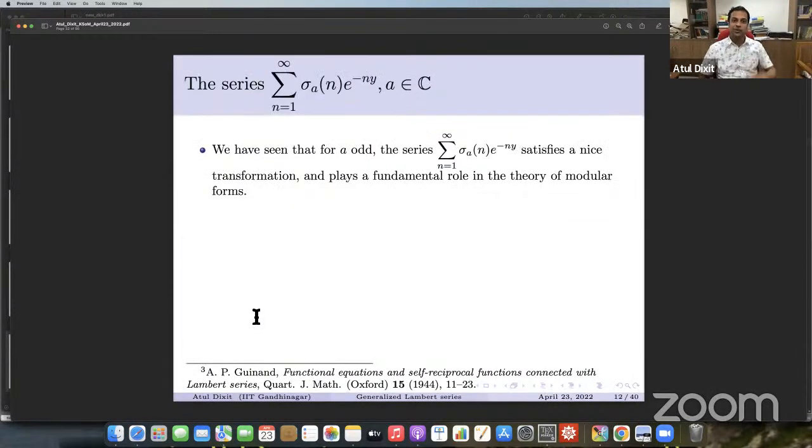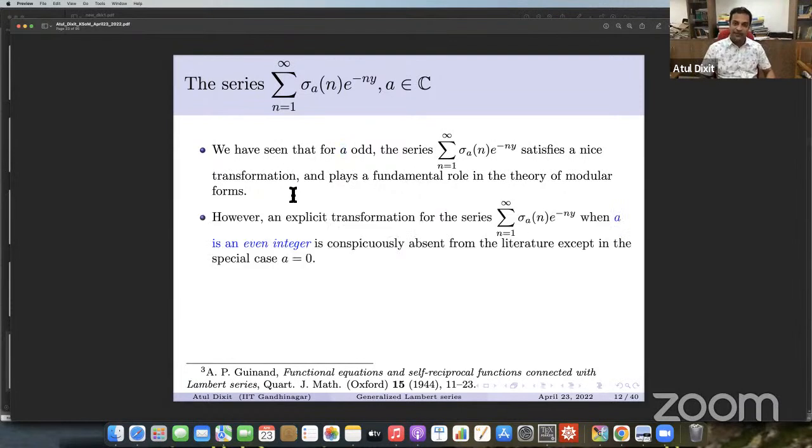Let me come back to this series, which we can write equivalently in terms of the Lambert series corresponding to n to the power a, right? And now let a be any complex number. In general, this is convergent. But what we know is only when a is odd. And we know that this is essentially the Eisenstein series for positive odd integers. For negative odd integers, it is essentially the Eichler integral and so on.